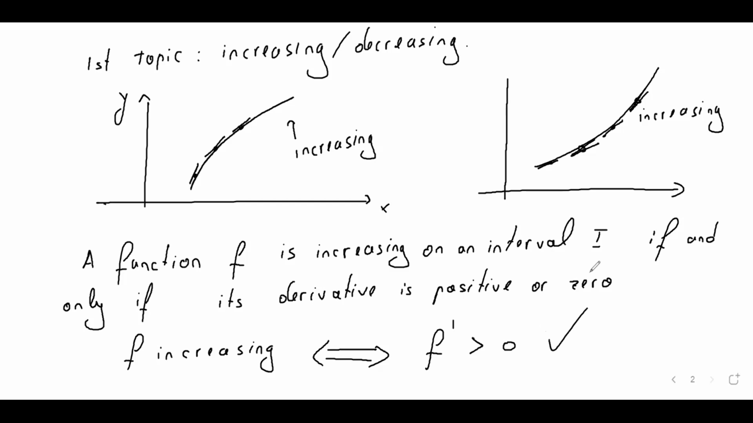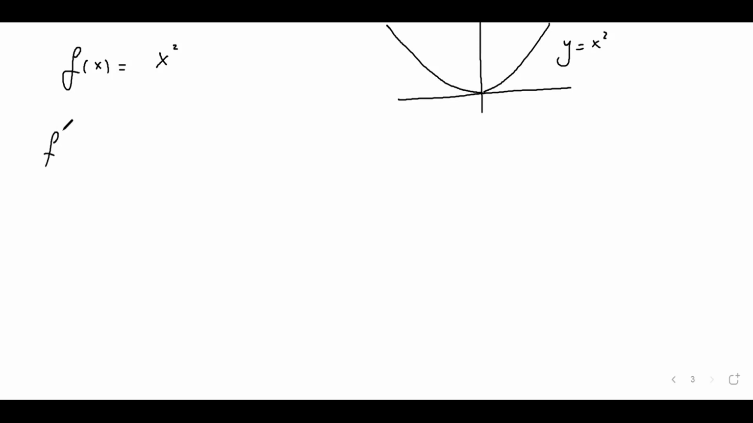All right, so that's one criterion, and it's very easy to check. And I'm going to give you an example next. So let's take this function f of x equals x squared. And we know the graph of this function. It's very easy. We've done this many, many times before. So it's this one here, y equals x squared. The derivative of this function is 2x. And this derivative is greater than 0 if x is positive, and less than 0 if x is negative.